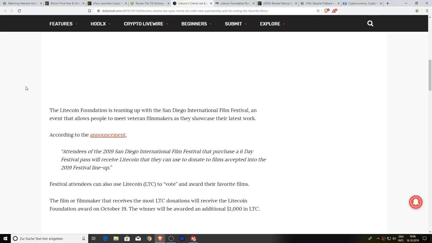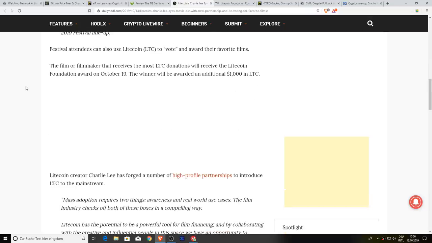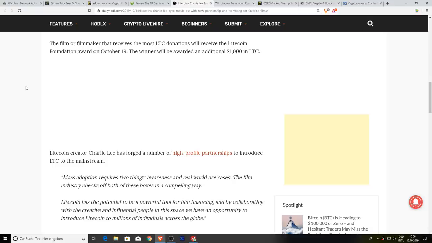The film or filmmaker that receives the most Litecoin donations will receive the Litecoin Foundation Award on the 19th of October. The winner will be awarded an additional $1,000 in Litecoin. Litecoin creator Charlie Lee has forged a number of high-profile partnerships to introduce Litecoin to the mainstream. It says mass adoption requires two things: awareness and real-world use cases. The film industry checks off both of these boxes in a compelling way.